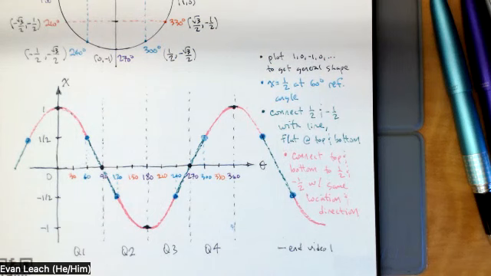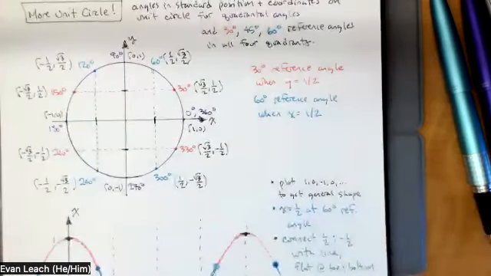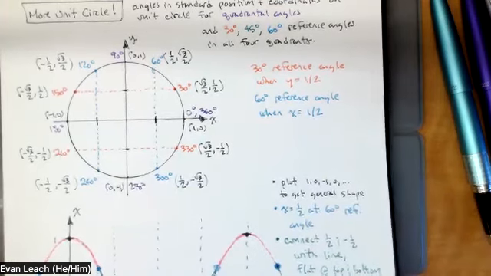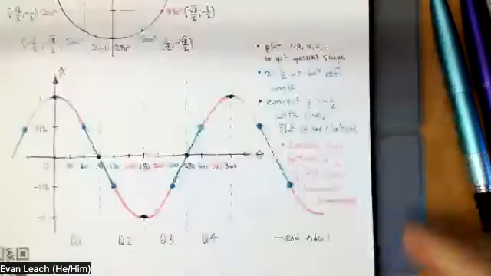Then we're going to locate the 1/2s. When we were graphing the x-coordinate around the unit circle, we got x equals 1/2 at 60-degree reference angles. Now that we're graphing y, y is equal to 1/2 at the 30-degree reference angles. So that's what we're going to mark as the 1/2s at the 30-degree reference angles. Then we're going to do the same thing.